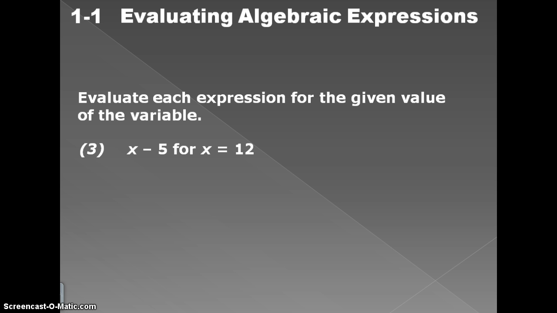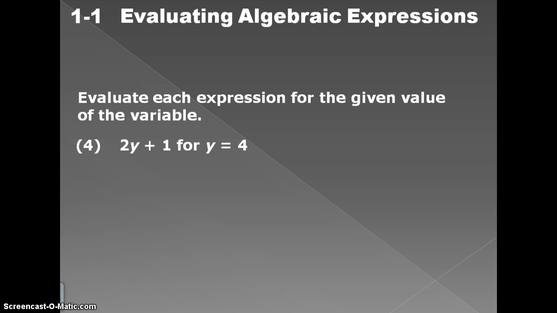Evaluate each expression for the given value of the variable. Since we see that word evaluate, that tells us that we need to substitute a value in for the variable that we're given. So in this example, we have x minus 5 for x equals 12. Since x equals 12 is the value we're given, let's substitute 12 in for x, and now it becomes 12 minus 5. And 12 minus 5 is 7.